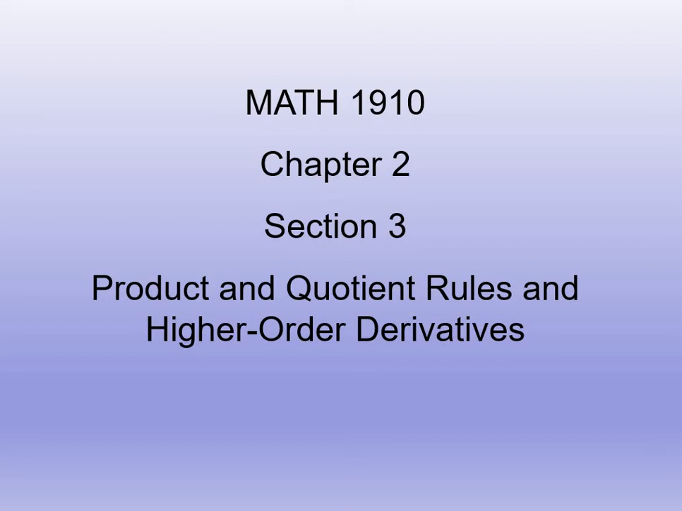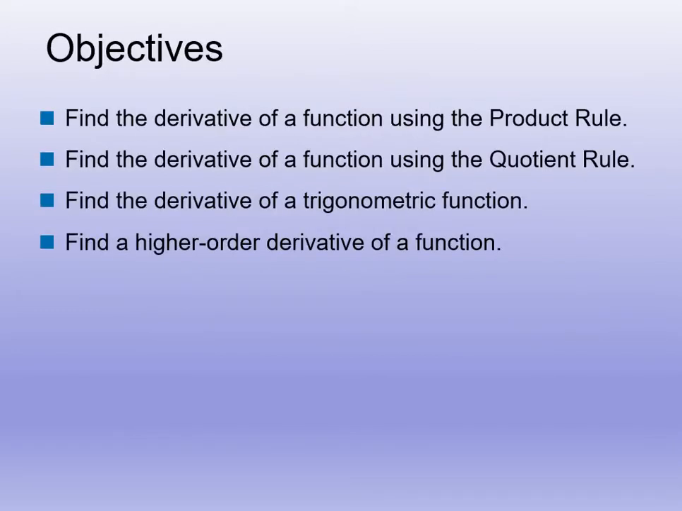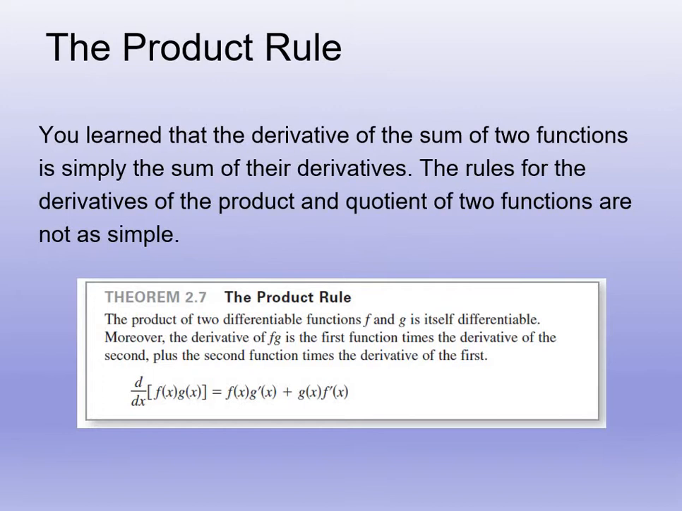Alright, welcome back to Math 1910. We're going into Chapter 2, Section 3. We're going to go over the product rule and the quotient rule, and we should be able to find the derivatives of those. And then we're going to take a look at a few derivatives of some of the trig functions as well.